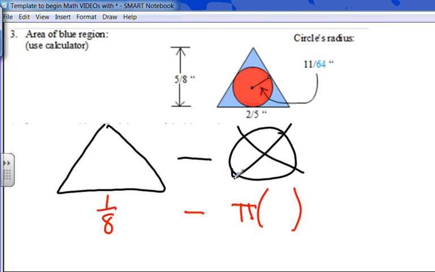and we will give you the formula for the area of the circle. Most of you already have it memorized though. Pi r squared, and the radius is 11/64. The entire triangle minus the part in the middle will give us the blue region. For this, I would use a calculator. So let's go ahead and do that.